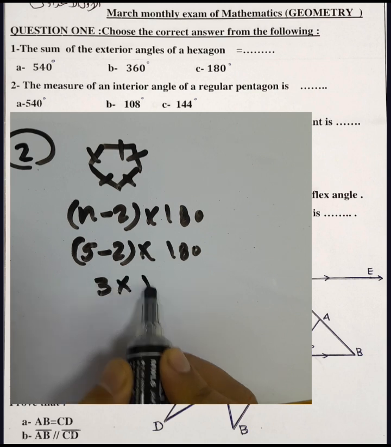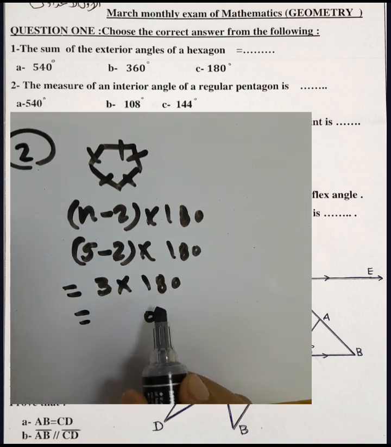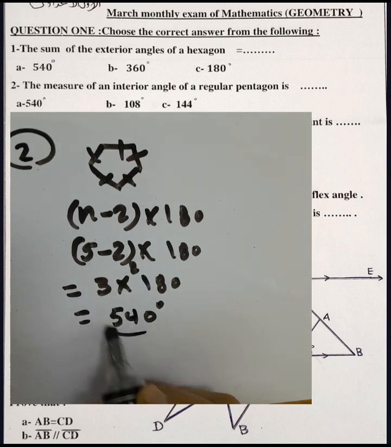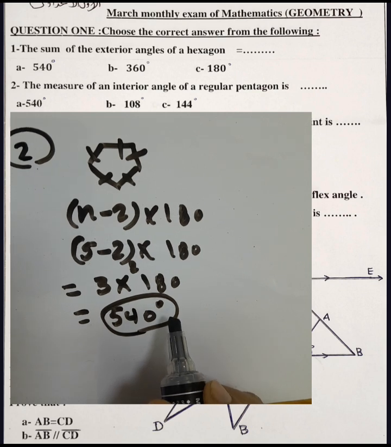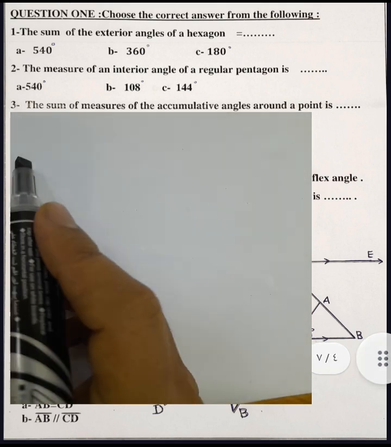It will be 3 multiplied by 180. 3 times 0 equals 0. 3 times 8 is 24, write 4 and carry 2. 1 times 3 equals 3, plus 2 equals 5. Then the result will be 540 degrees.